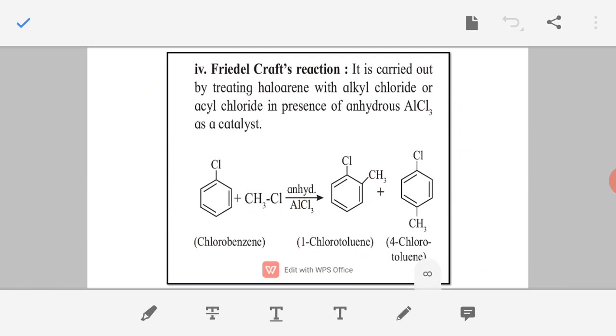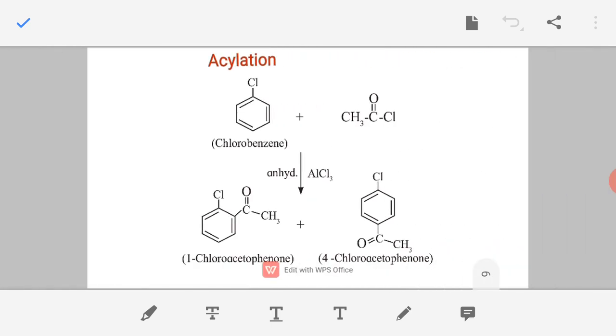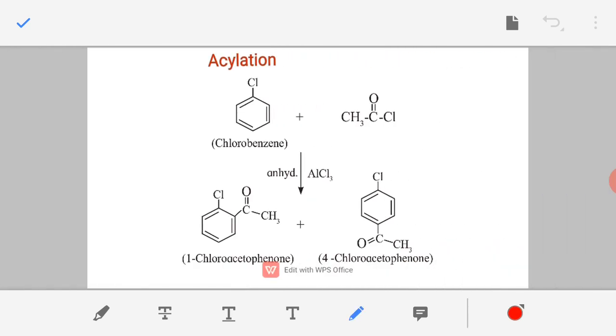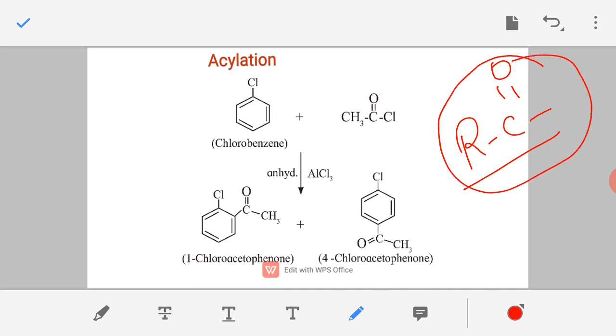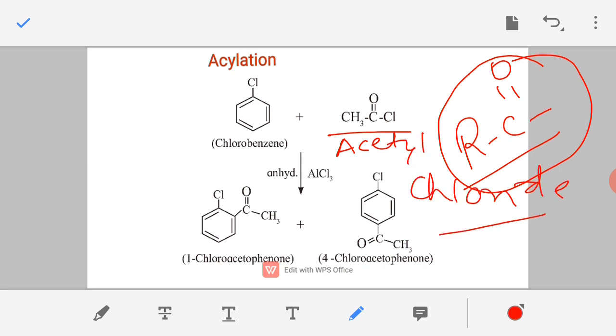The next one is the Friedel-Crafts acylation reaction. The acylation means the introduction of an acyl group. For the acyl group, you take CH3 C double bond OCl. What is the name of that? It is acetyl chloride. Then here we add the C double bond OCH3 into the chlorobenzene.